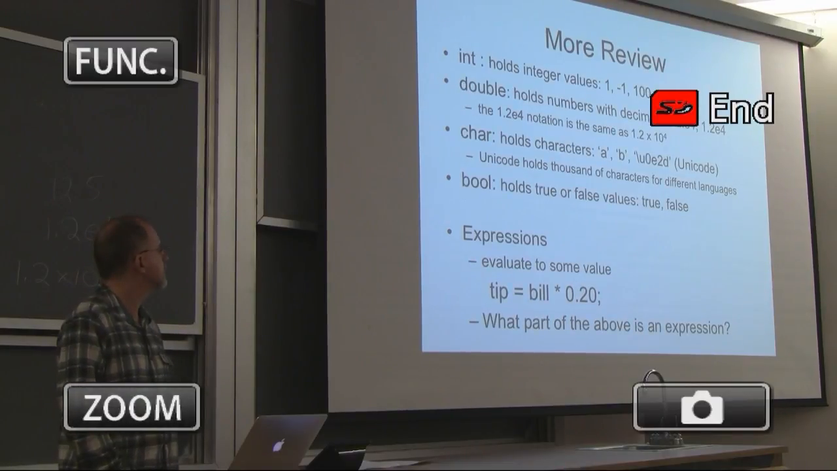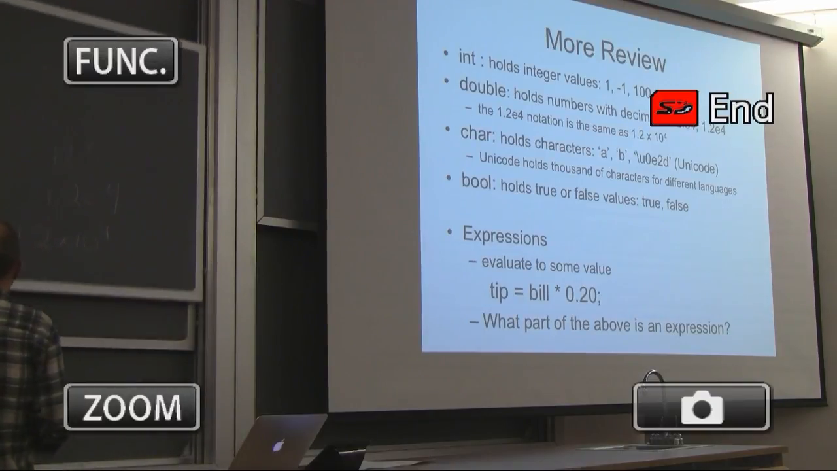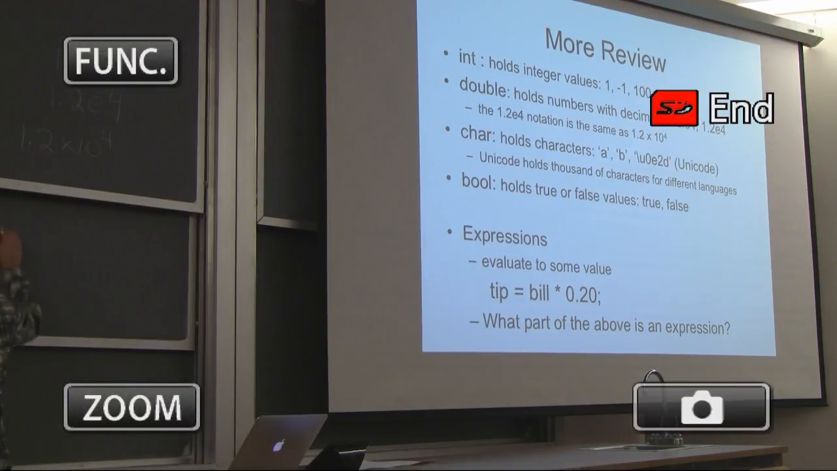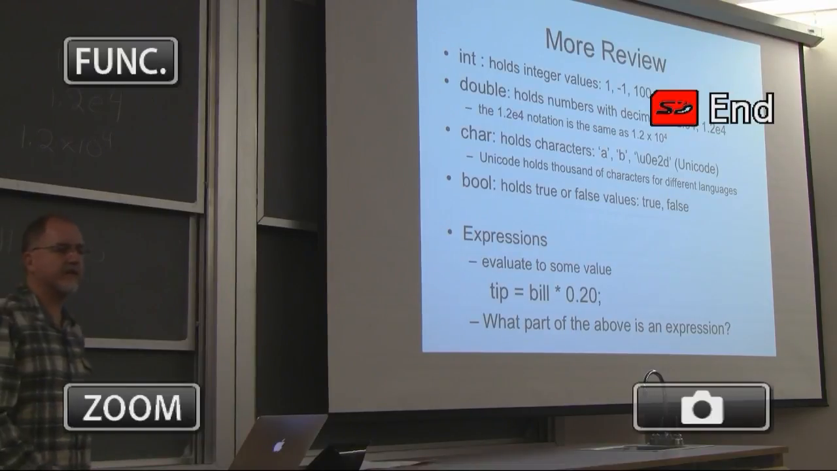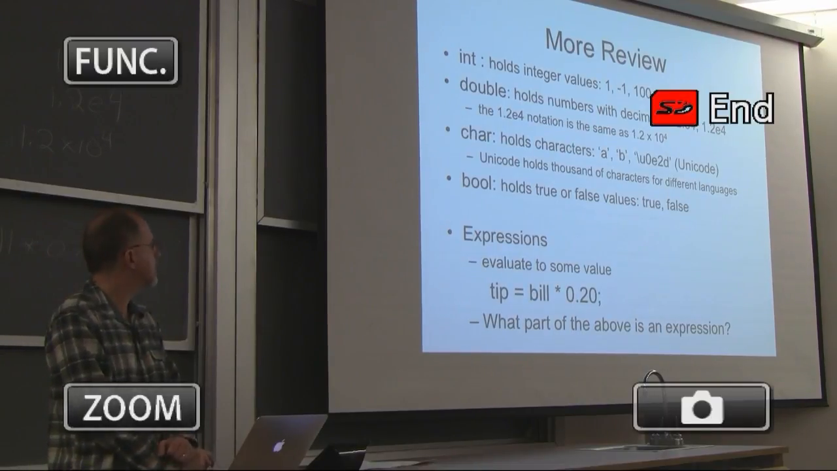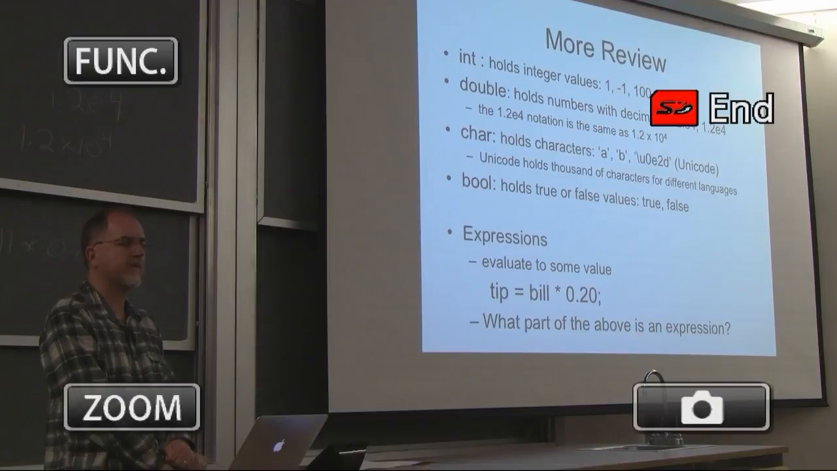Bill times 0.20. So bill times 0.2 is an expression for sure. And that's because, assuming there's some number stored in bill, you can do the math and that turns into some other number, like 5 or 16.8 or something. Any other expressions there? There are other expressions there.